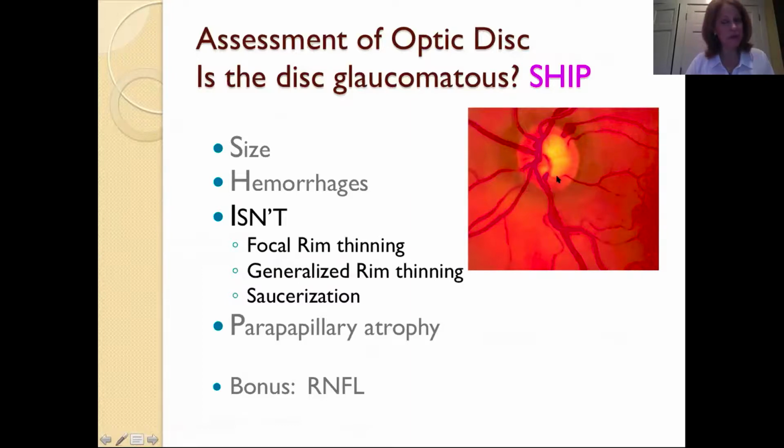And I'm assuming everyone can see the arrow on my screen. And then we look for the thickness of the rim. So from here to here inferiorly, here to here superiorly, here to here nasally, and here to here temporally. So this eye has its thickest rim nasally, which is not typical. It has a thinner rim superiorly than inferiorly, so that can be okay. But this eye does not follow the ISNT rule. When you look at a rim tissue, you want to look for focal rim thinning, you want to look for generalized rim thinning, and you want to look for saucerization. That's the gradual sloping of the rim.